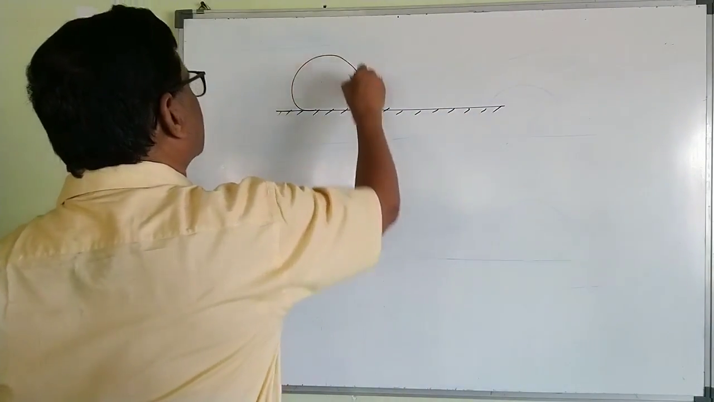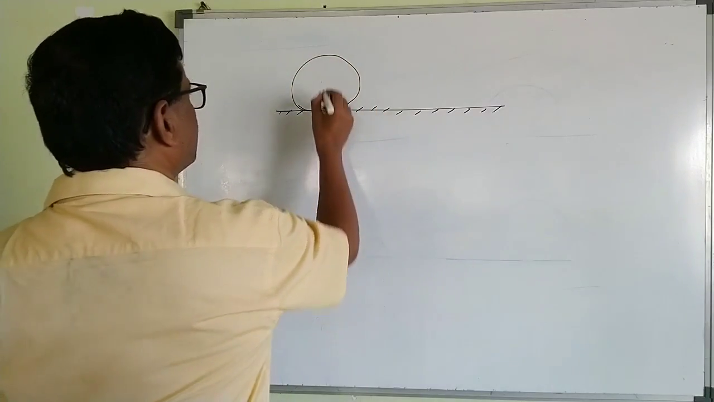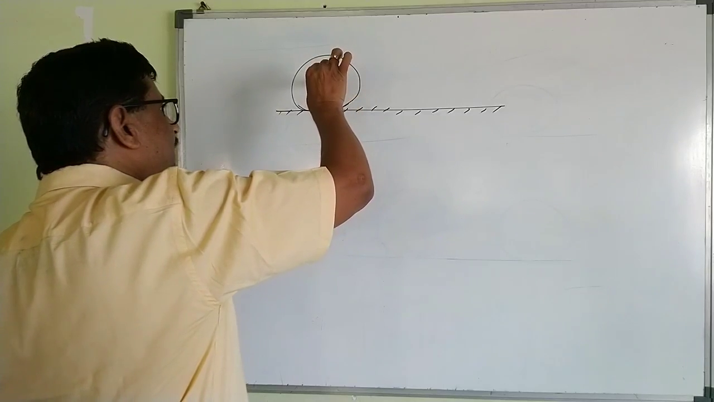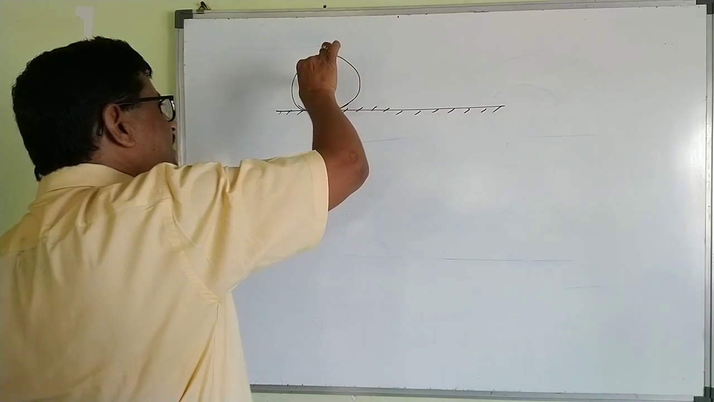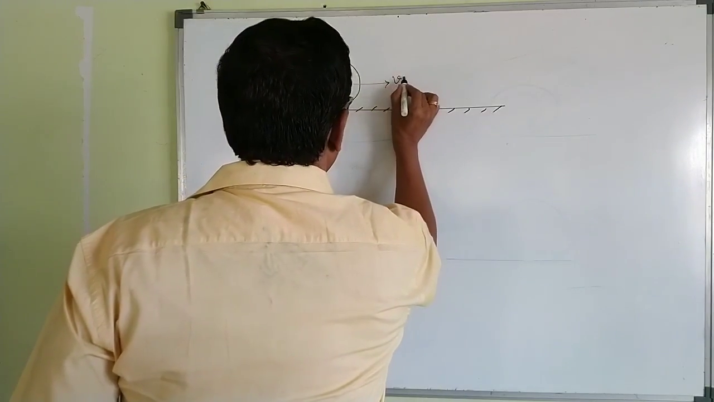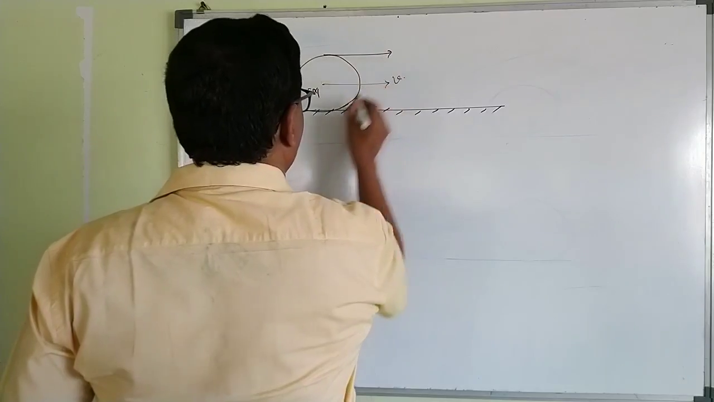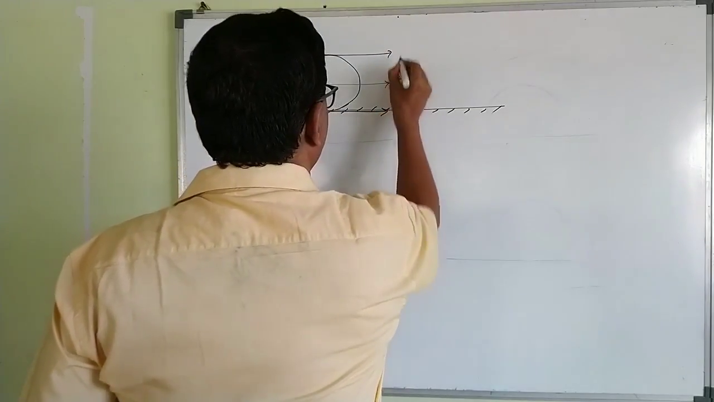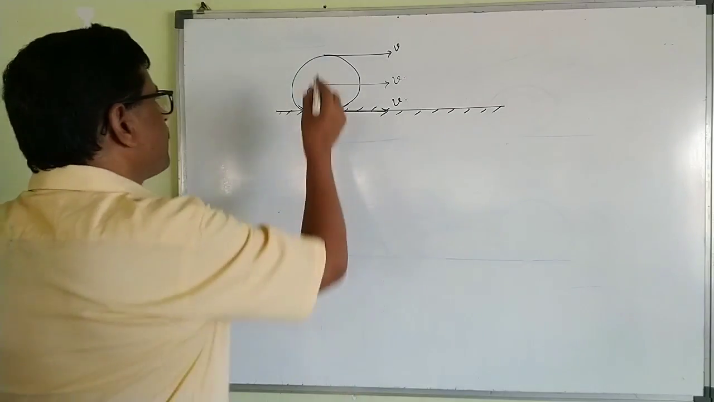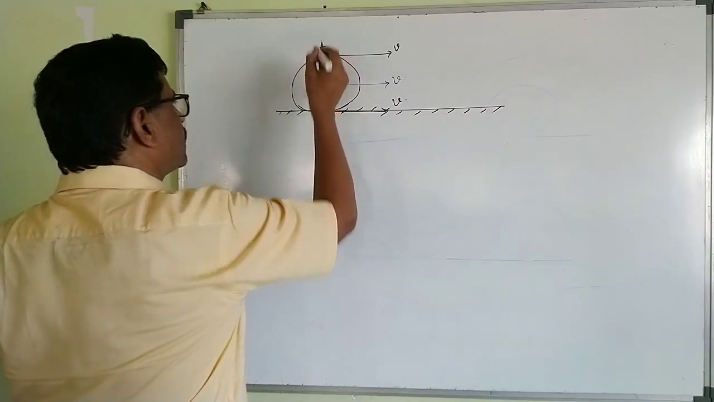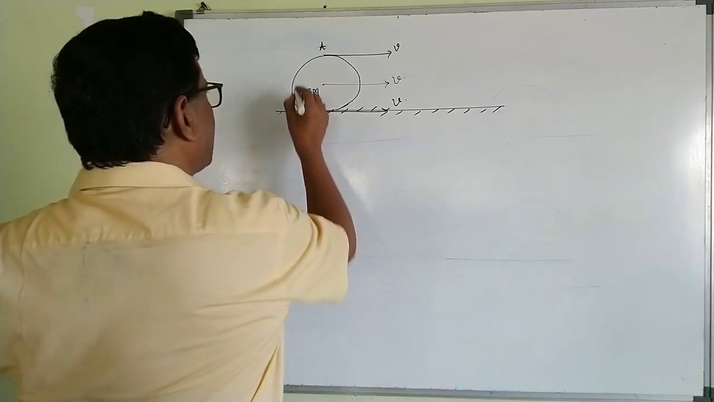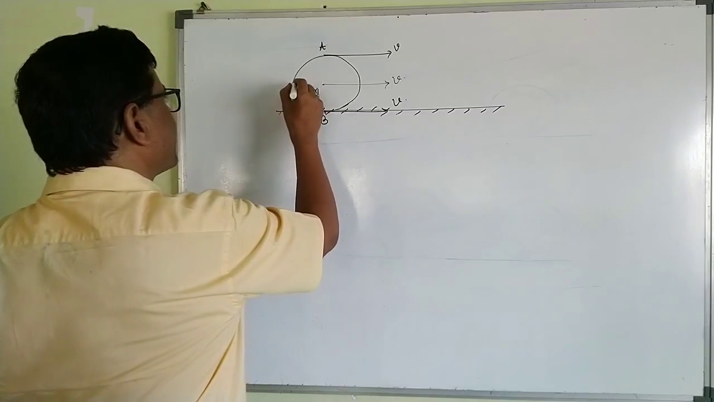Now, here is the object which is rolling. This is the center of mass, and the axis is perpendicular to the plane of rotation and passing through the center of mass. The center of mass has only translational motion. Therefore, every particle in it has a translational velocity v, and it will be the same. But for the particle at the top, let me call this A, the particle at the bottom B, and the particle at the horizontal diameter C.